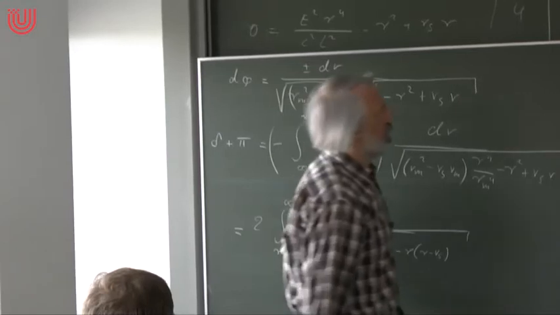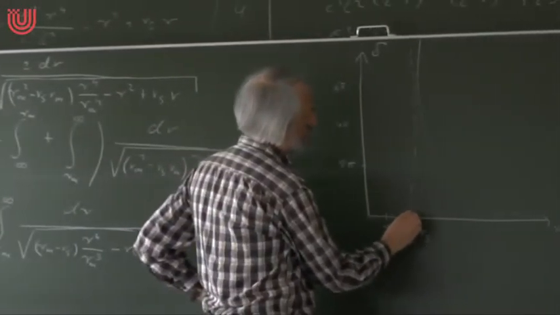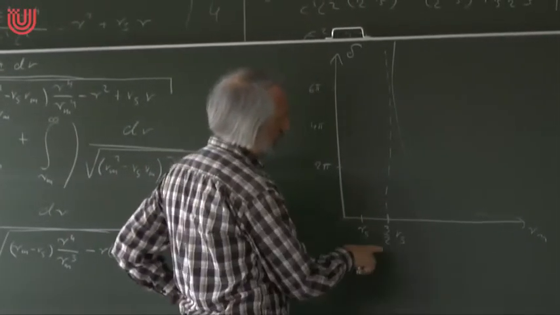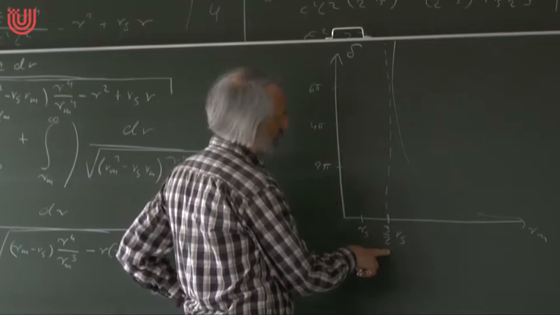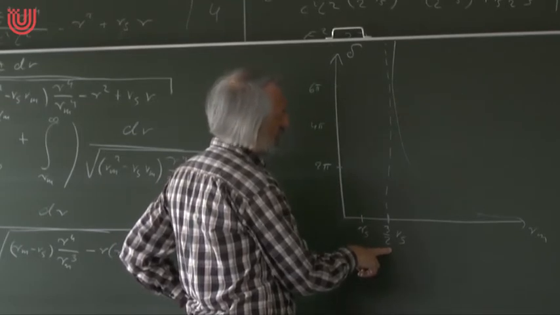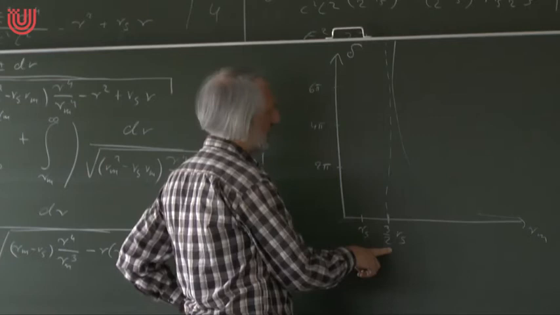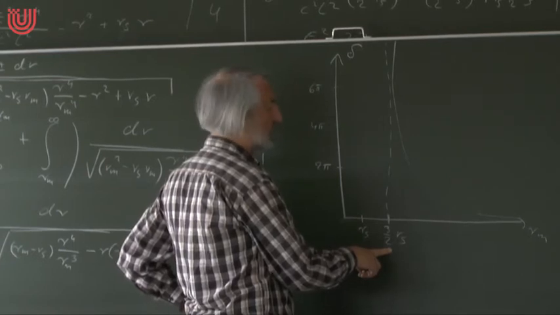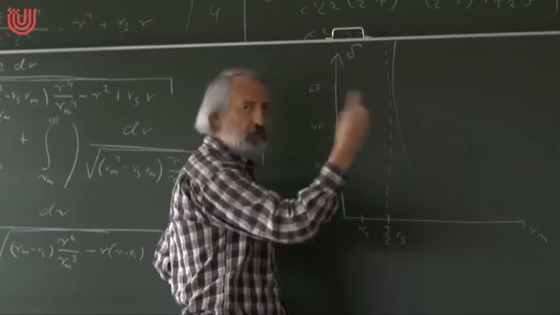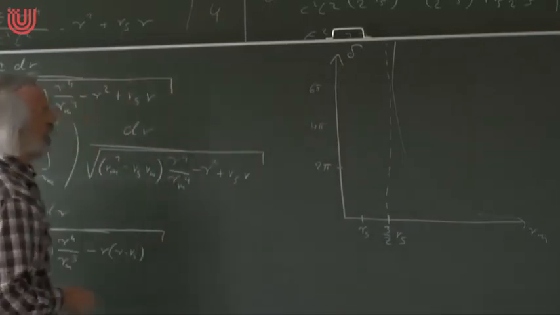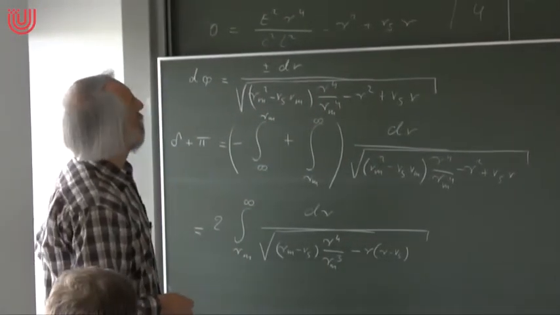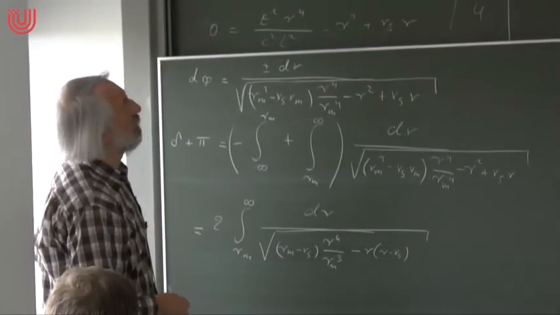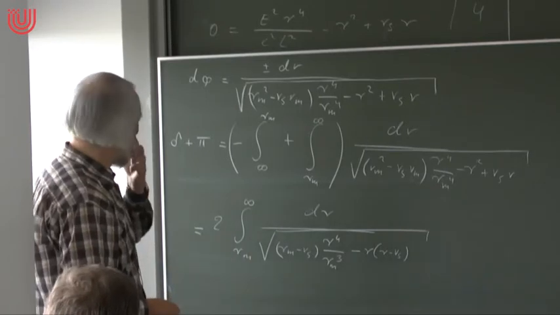But there's an asymptotic limit, and this is reached when we have Rm equal to 3/2 Rs. This is no longer an orbit which comes in from infinity and goes out to infinity. It's an orbit which comes in from infinity and approaches the light circle asymptotically. Okay, that's what we can learn from this discussion.